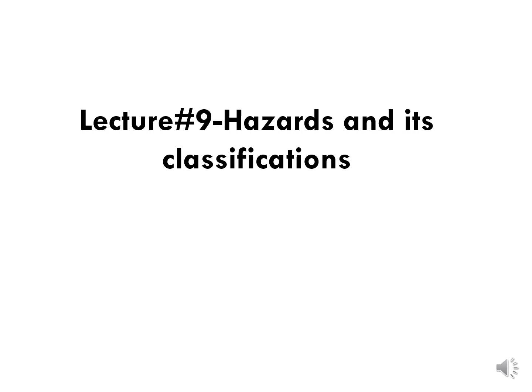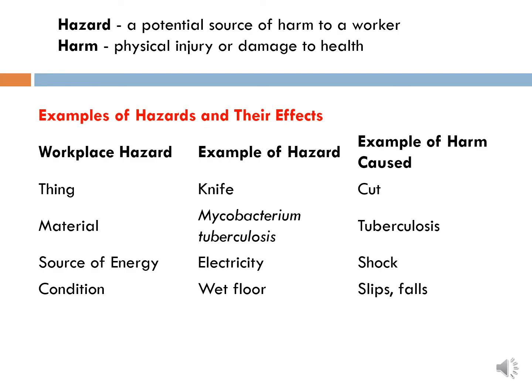So in this lecture we will discuss hazards and its different classifications. There are different classifications of hazards, and we will discuss them all thoroughly in this lecture. Before we start, off and on we already introduced hazards and harm. A hazard is a potential source of harm to a worker, and harm is a physical injury or damage to health. These two terminologies are sometimes confusing, so it's better to understand the concept of these two terms.